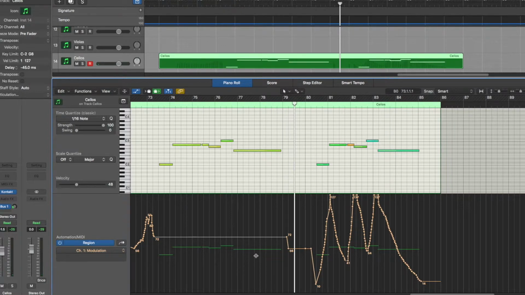So you can see just looking at this that the performance is literally flat. There's no motion, no movement. The dynamic just stays in one place. So over here is an exaggeratedly expressive performance of the same melodic material.